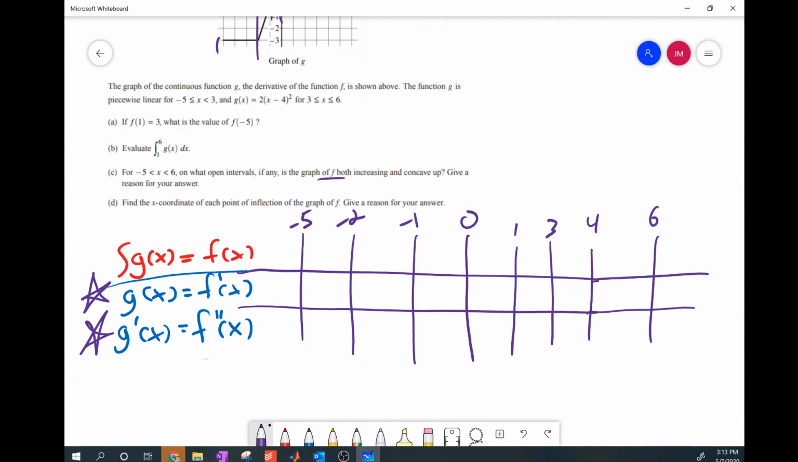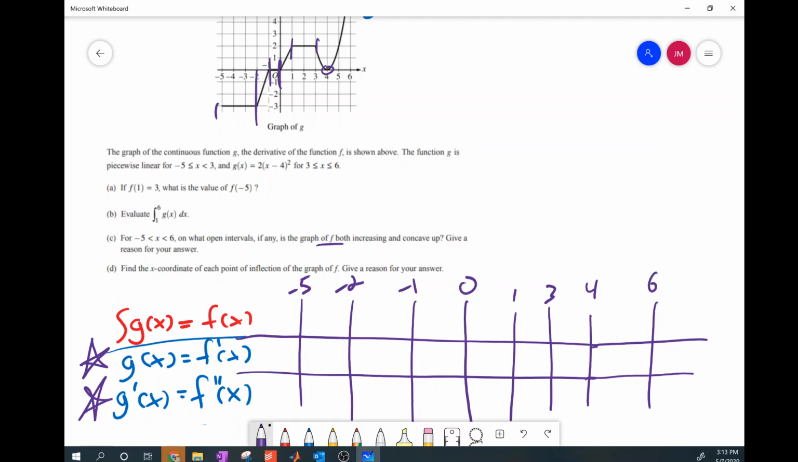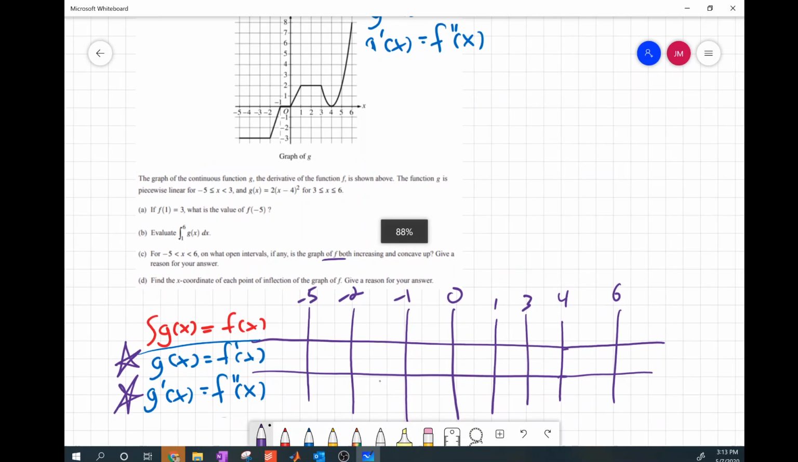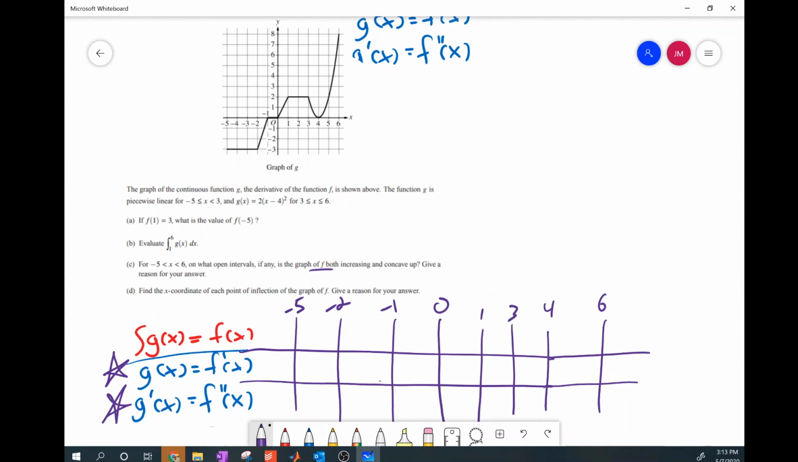So since this is a graph of g, meaning also a graph of f prime, we're going to be positive wherever we're above the x-axis, and we're going to be negative wherever we're below the x-axis. So this is everywhere the f prime of x is greater than 0. This would be everywhere the f prime of x is less than 0.